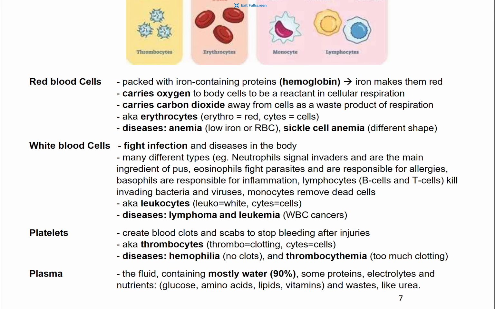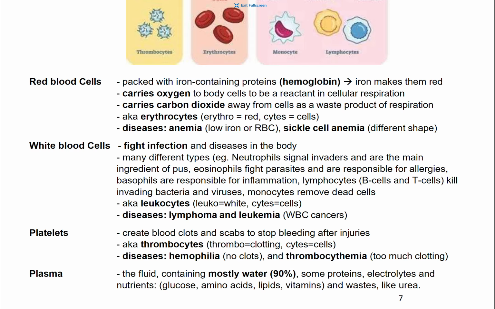So when you have a cut, all of these platelets will rush to the site of your bleeding, and they make a little plug, and they mix with a protein called fibrinogen. The protein wraps around them and sticks them together, and then it plugs the hole, basically. Another name for platelets is thrombocytes. Thrombo means clotting, and cytes still mean cells, so they're clotting cells.